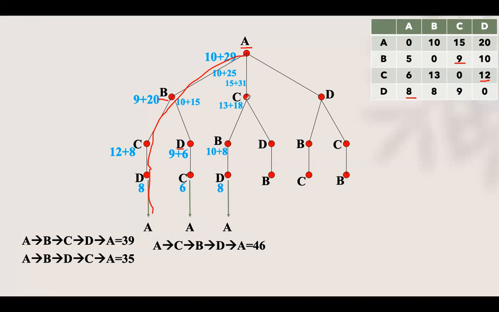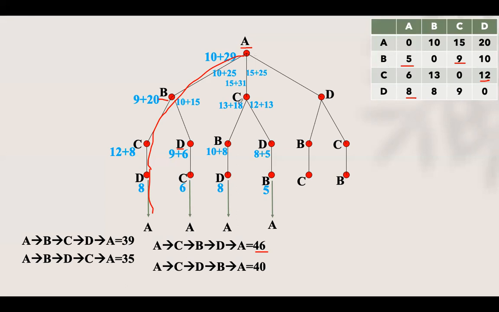Okay, A to C, B, D, A. Cost is 46. Next, B to A again. B to A cost is 5. Next, D to B is 8. 8 plus 5. C to D is 12. 12 plus 13, okay, 25. A to C is 15. 15 plus 25. That is 40.